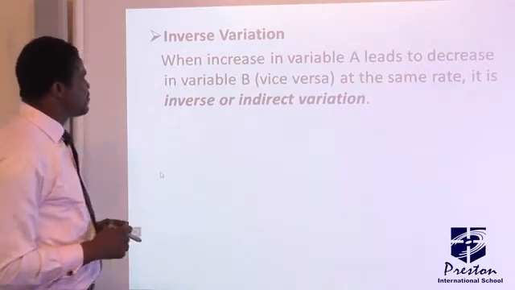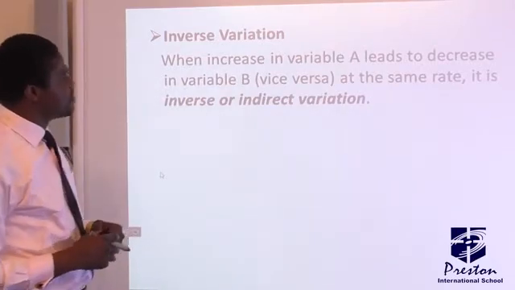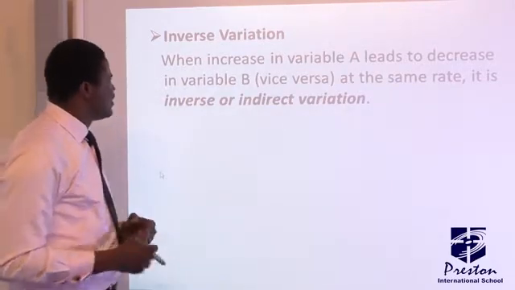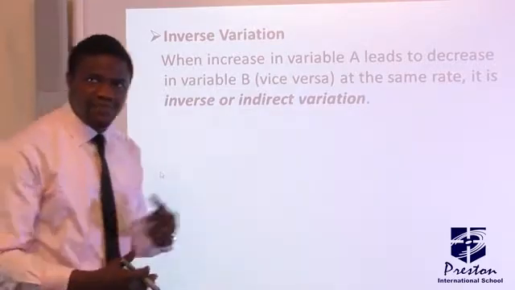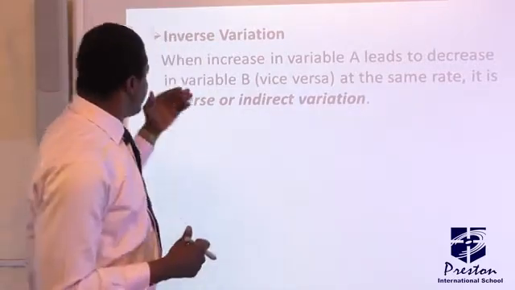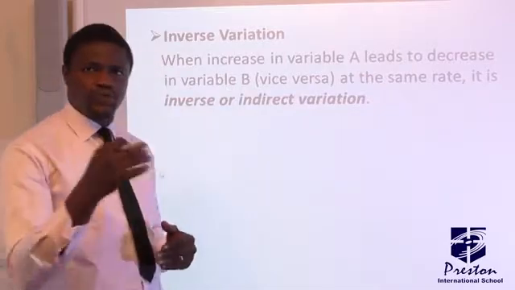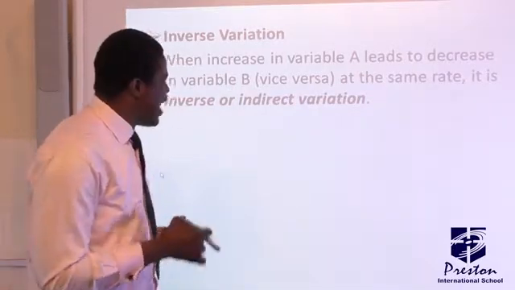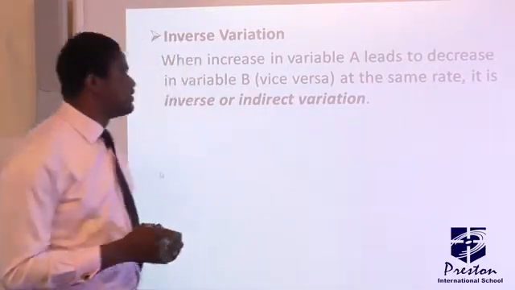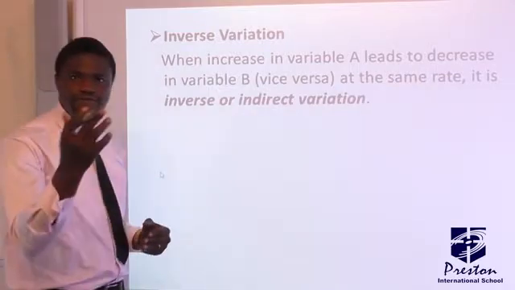Also, we have inverse variation. When an increase in variable A leads to a decrease in variable B, or vice versa, that is, when an increase in variable B leads to a decrease in variable A, at the same rate, this is inverse or indirect variation.